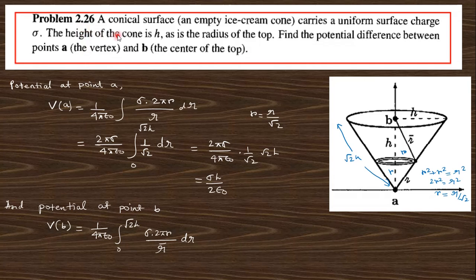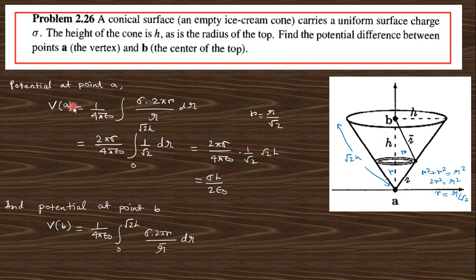Problem 2.26 says a conical surface, an empty ice cream cone, carries a uniform surface charge density sigma. So in this surface there is a charge density sigma. The height of the cone is h, and the radius of the top is also h. Find the potential difference between point A, that is the vertex, and B, the center of the top. So you need to find the potential difference between this point A and this point B.